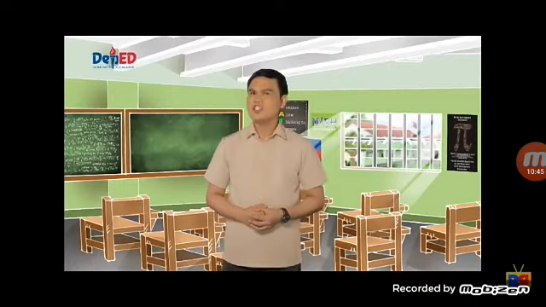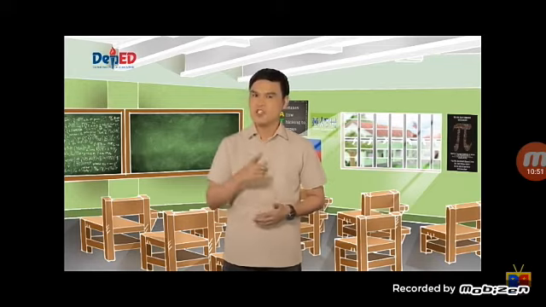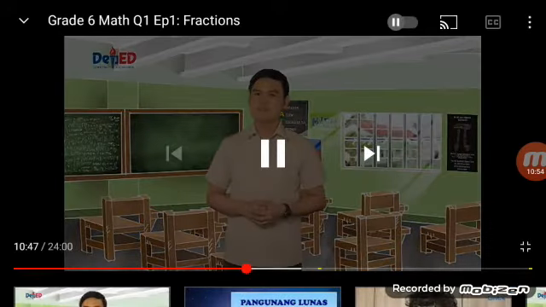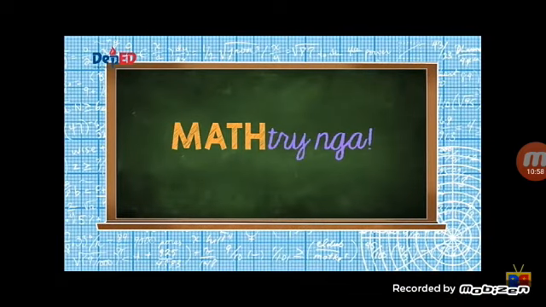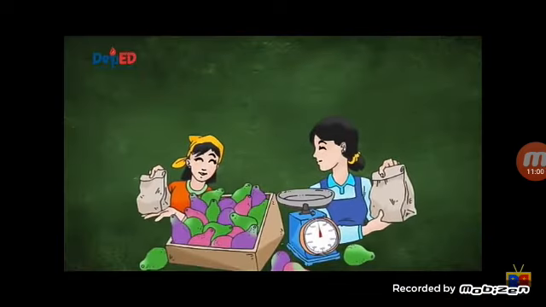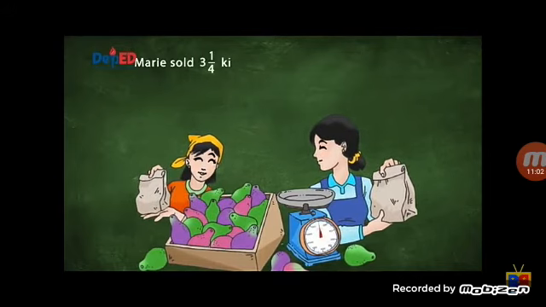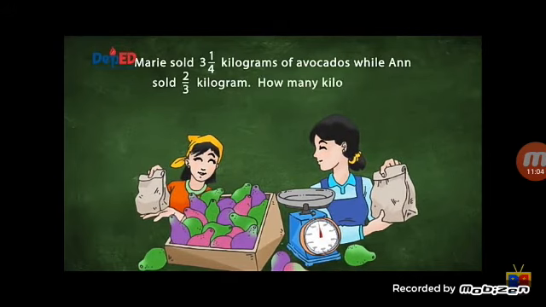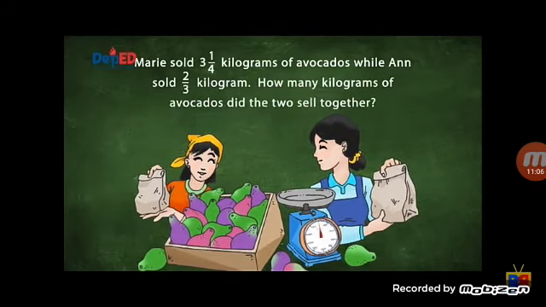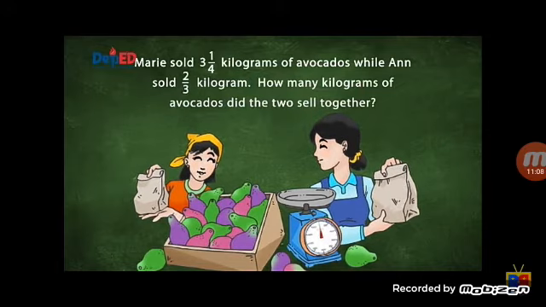Now, let's talk about the sisters working together to sell a delicious avocado. Marie sold 3 and 1/4 kilograms of avocados, while Anne sold 2/3 kilogram. How many kilograms of avocados did the two sell together?